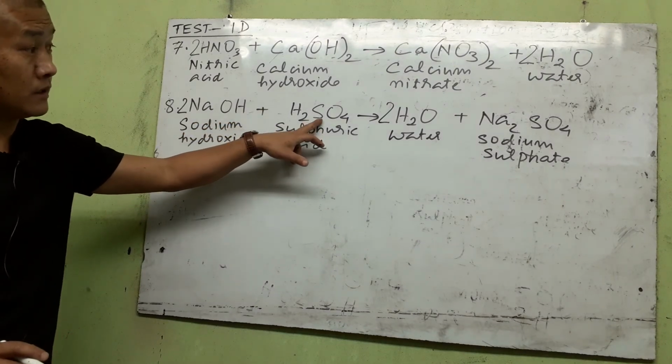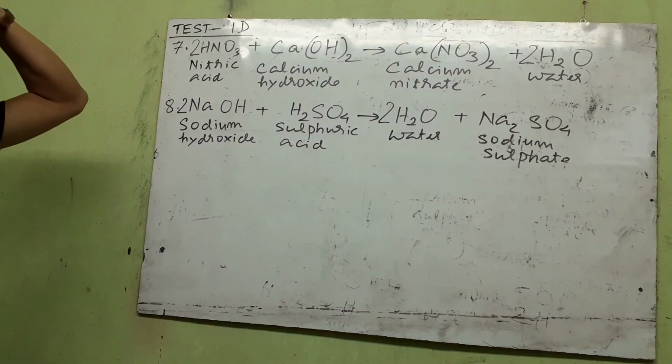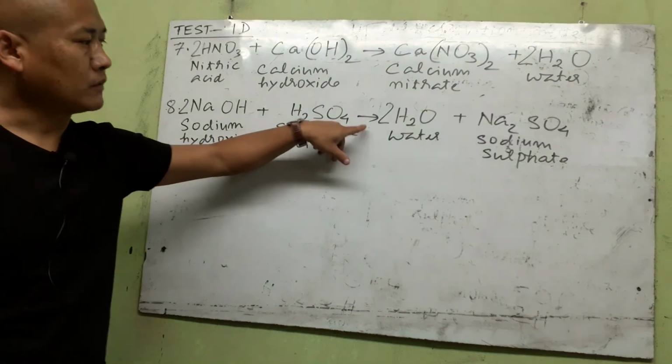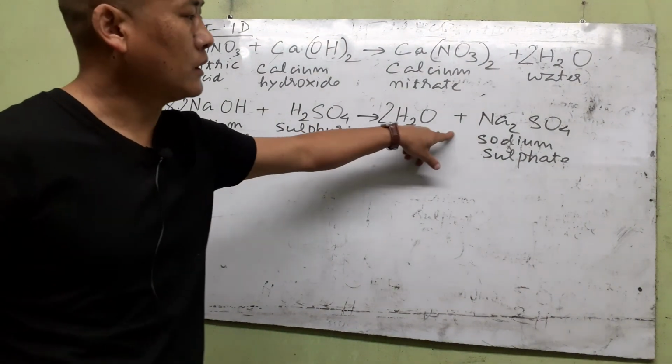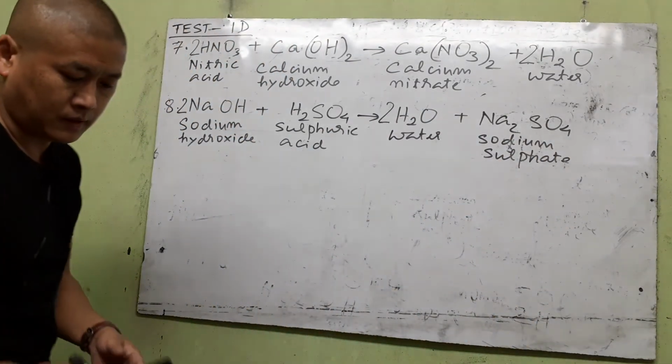Go to S, S1, here also S1. Okay, so now we can read the equation as 2 molecules of sodium hydroxide react with 1 molecule of sulfuric acid to give you 2 molecules of water and 1 molecule of sodium sulfate. Okay, next 9 and 10.